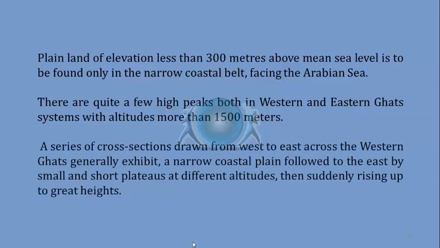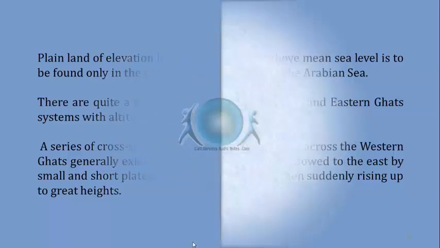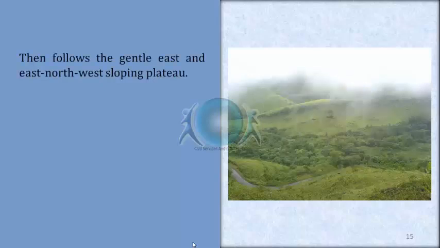A series of cross sections drawn from west to east across the western Ghats generally exhibit a narrow coastal plain followed to the east by small and short plateaus at different altitudes, then suddenly rising up to great heights. Then follows the gentle east and east-northwest sloping plateau.